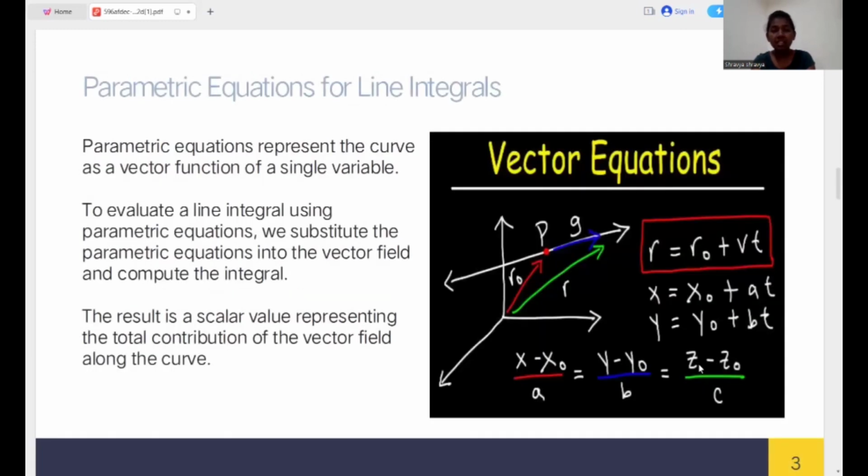When coming to parametric equations of line integrals, parametric equations represent the curve as a vector function of a single variable. To evaluate a line integral using parametric equations, we substitute the parametric equation into the vector field and compute the integral. The result is a scalar value representing the total contribution of the vector field along the curve.